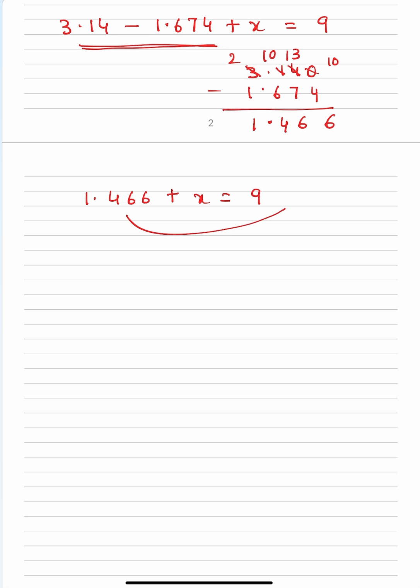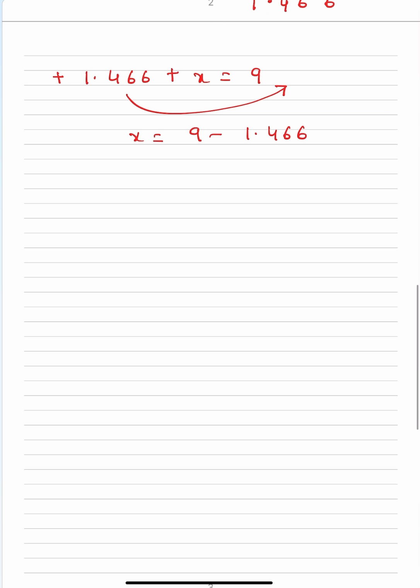Now we will take this number on the other side of the equal to sign. Here this is the positive number, so it will become negative. So x will be equal to 9 minus 1.466. Let us subtract, let us make it like numbers. Both the numbers should be like decimals. So I will write 9.000 minus 1.466. Now we will arrange them vertically.